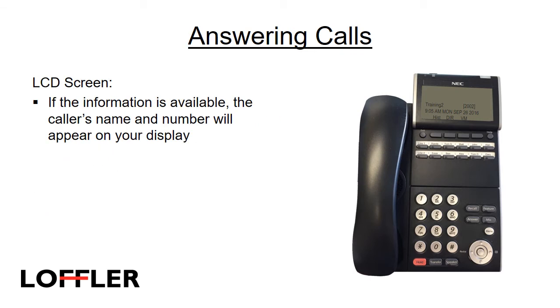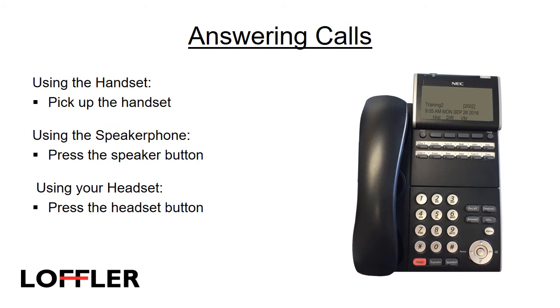While a call is ringing your extension, you'll hear the ringtone and the message indicator light will flash. If the caller ID information is provided, the caller's name and number will appear in the display. To answer a call using your handset, pick up the handset.